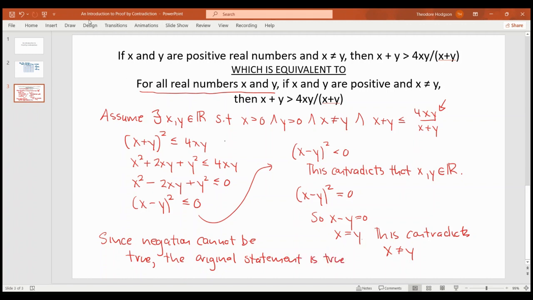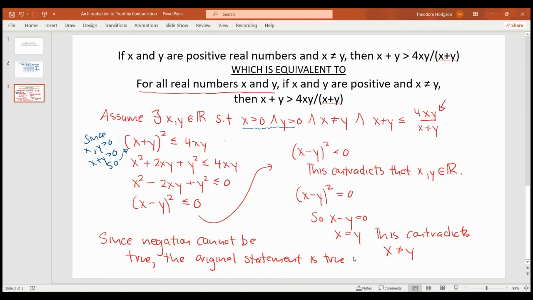And the only other thing I might do to clean this up a little bit is highlight this in a different color, such as blue. From appearances, it doesn't look like we've used that. It actually has. I would say that's really the first line, because x is positive and y is positive. Since x and y are greater than 0, x plus y is greater than 0. And that's what allows us to multiply both sides by x plus y and not change the inequality.